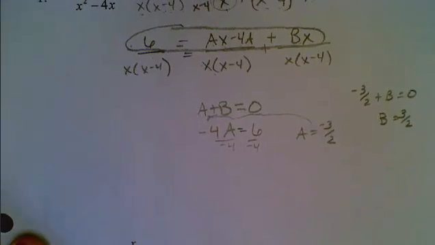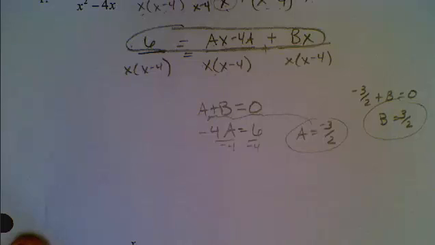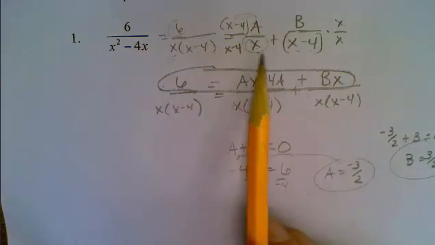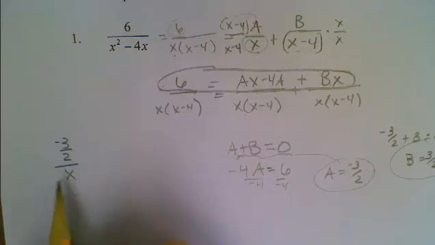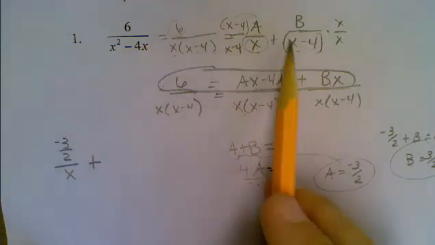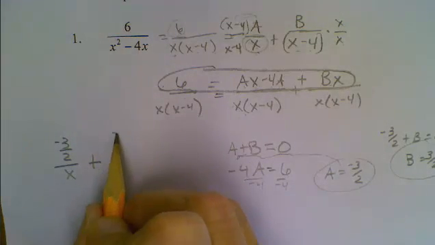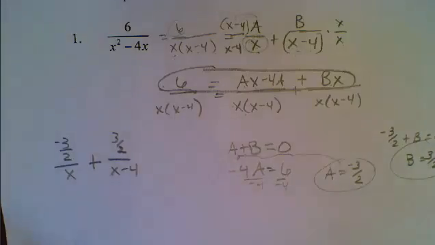So when I go to set this up now, I know a and I know b. So to write the final answer, I go back to where I started from. A was over x. So I need to write this as negative 3/2 over x. Plus, the b was over the x minus 4, so positive 3/2 over the x minus 4.